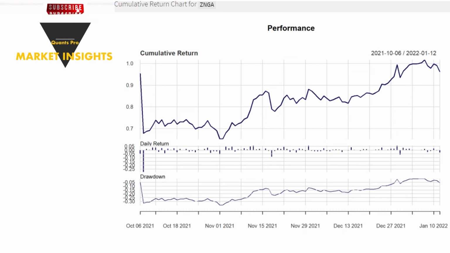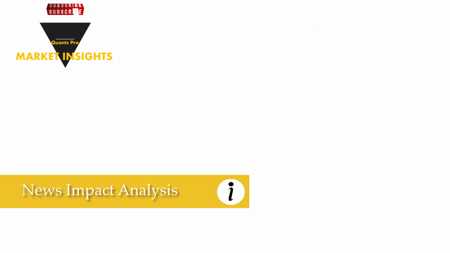The point that should not be overlooked here is not the increasing share price, but the return. After the increases in the return were eliminated, the downward movement of the stock return was integrated into the chart with drawdown. One of the important analytics that Quants Pro offers to its followers is news impact analysis.